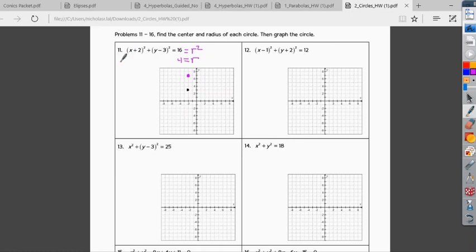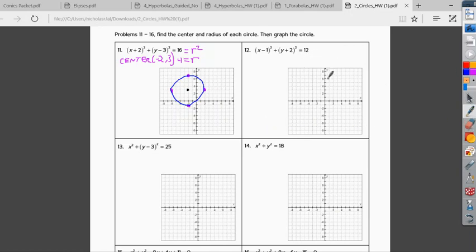Their center is at (negative 2, positive 3). So we have 4 in each direction: 1, 2, 3, 4. That gives me our circle. I do my best to draw a circle that goes through these points. So that's a circle. Great.